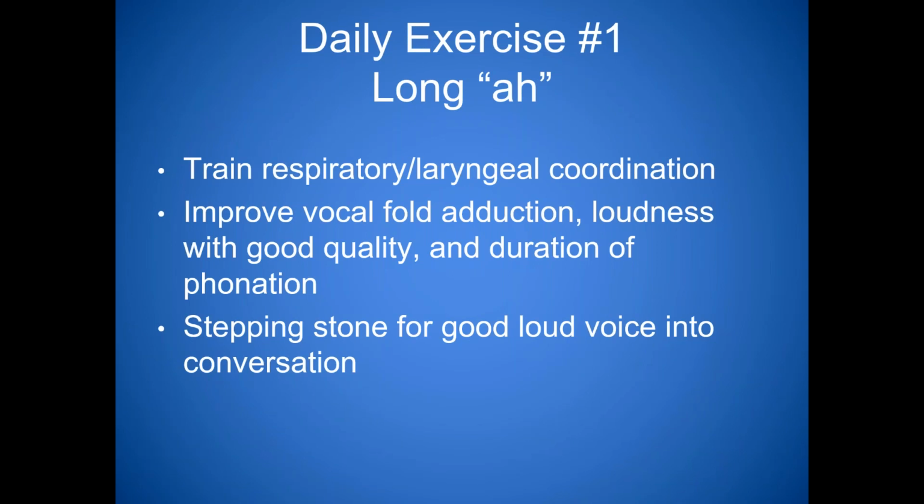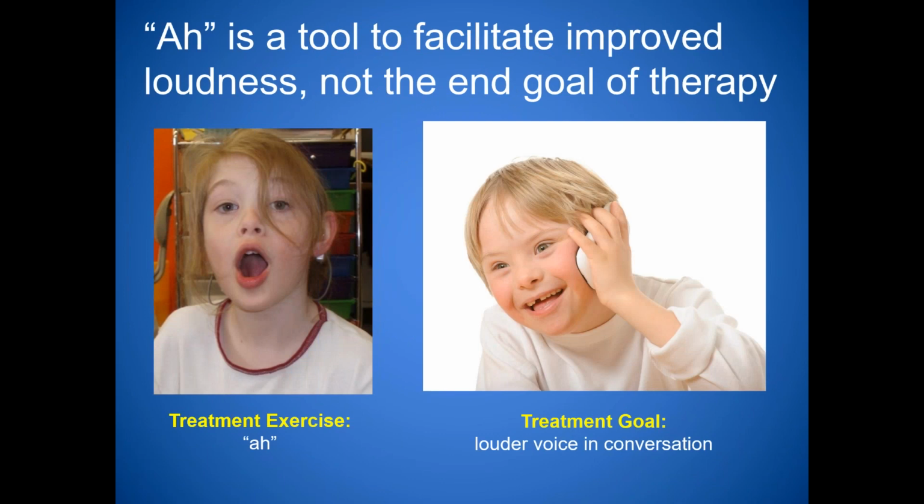With this, we're training respiratory laryngeal coordination. We're working to improve vocal fold adduction so that we have healthy vocal quality, no strain, no hyperfunction. And we see this as a stepping stone for establishing a good voice that we then train into conversational speech. And this slide really highlights that for you. So the ah is not the target of treatment. Rather, it's a tool to facilitate improved loudness, but not the end goal. So you see here the little girl on the left, the exercise of doing the ah, but our treatment goal and the reason we do therapy is that they can take that into functional speech, daily conversation. And of course, we know our kids love to be on the phone, use their smartphones, talking to their family, talking to their friends. That's the heart of the matter in terms of our treatment outcomes.